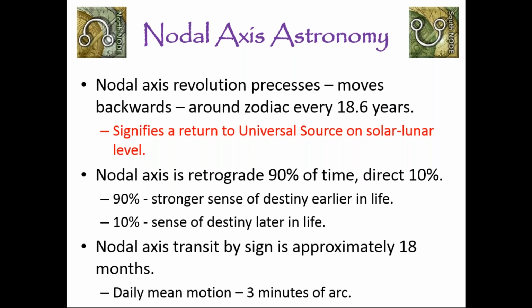But the 90% who were born with the nodes retrograde will feel a stronger sense of destiny early in life, and the 10% born with the nodes direct, many times will be later in life before that sense of destiny is understood, realized, manifested. The nodal axis transits each sign in approximately 18 months, or a year and a half. For instance, many of you are probably aware that the transiting north node is reversing through Leo, while the transiting south node reverses through Aquarius.